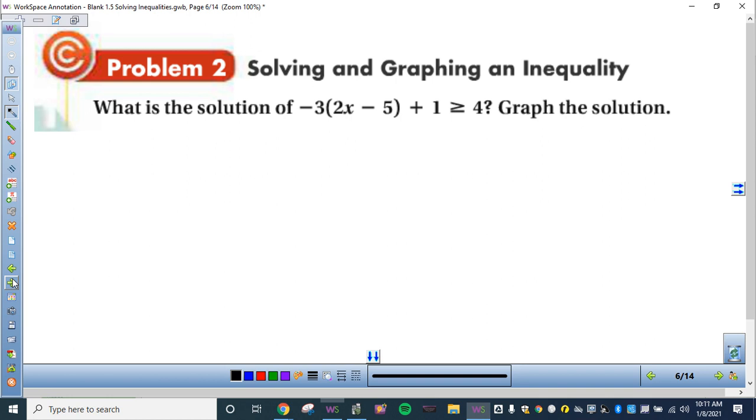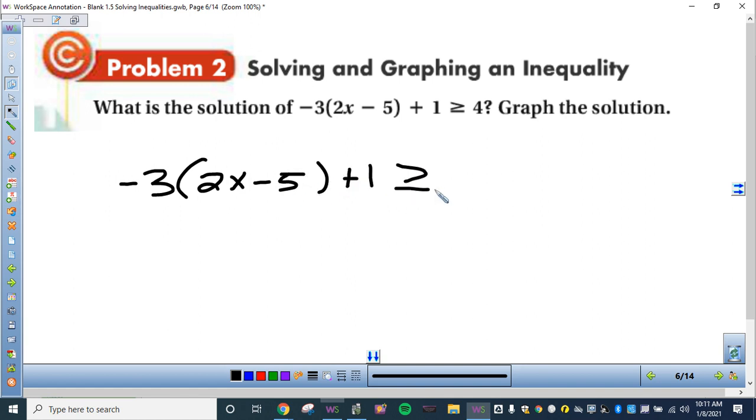Okay, next one. Now we're going to solve for x and graph the equation. So I'm going to write this down. We'll solve it first and graph it at the end once we have the x isolated. So many students struggle with that "what do I do first" concept. This is a great example of what do I do first.